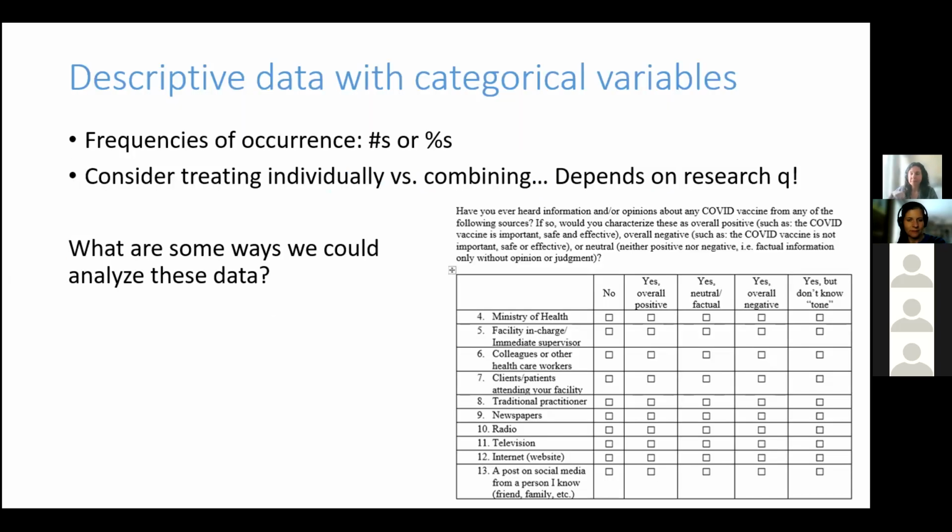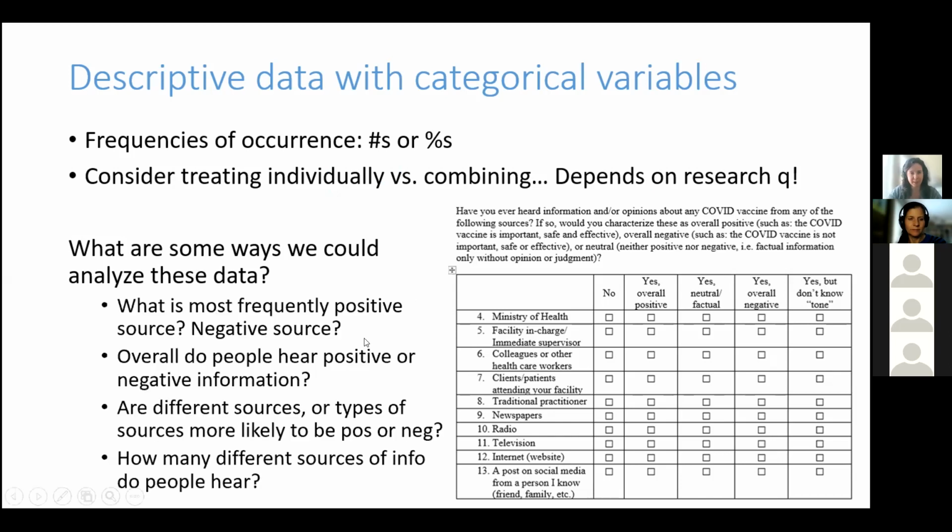I was going to add one more really quickly. Looking at the respondents who had heard information or opinions about COVID, what percent were positive, neutral, or negative? Yep, exactly. So you guys picked up on probably all of these that I wrote. What are the most frequent positive? Overall, are people hearing positive or negative? And are different sources more likely to be positive or negative? How many different sources, right?